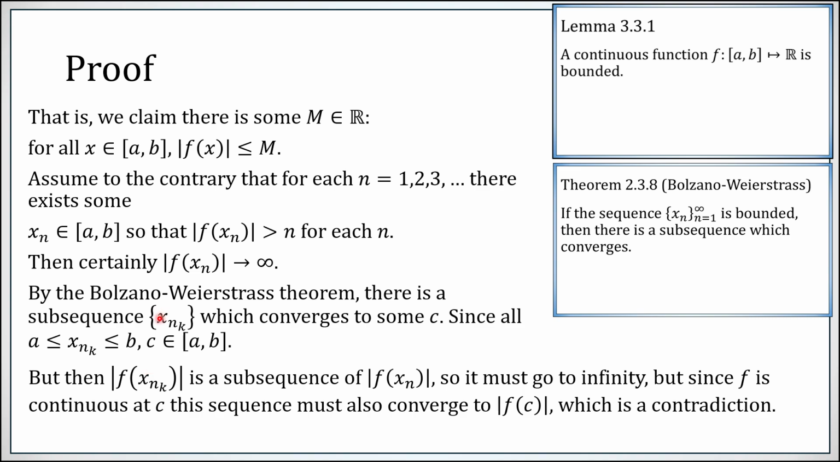However, back in the domain, we were converging to a point c, and the function was assumed to be continuous at every point in the interval, including the endpoints. c is such a point, so f must be continuous at c. Now we have a subsequence converging to c in the domain, where the function is continuous. Therefore, this sequence f of x_{n_k} in the range must be converging to f of c. However, we've already established that that sequence in absolute value is going to infinity. It is therefore not converging to the absolute value of f of c.